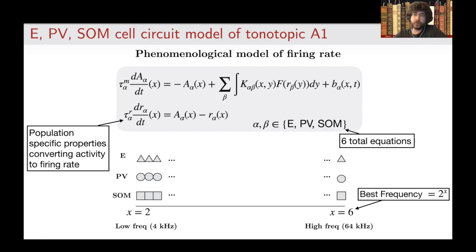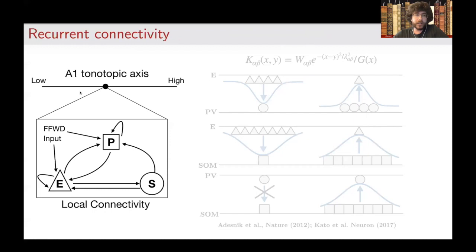There are going to be six total equations, one equation for each population. I'll note that this B term is outside the integral, and it's represented by the stimulus going into the circuit, represented by this tone and this frequency sweep. At each point in the axis, we have this local connectivity, which is what we saw earlier. The feedforward input goes only to excitatory and PV cells, which is consistent with the known connectivity of the circuit.